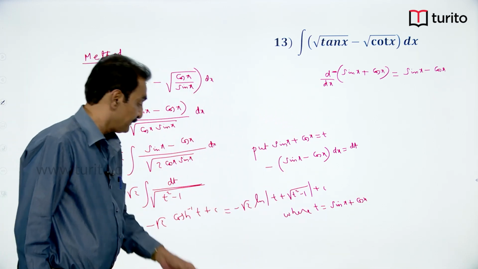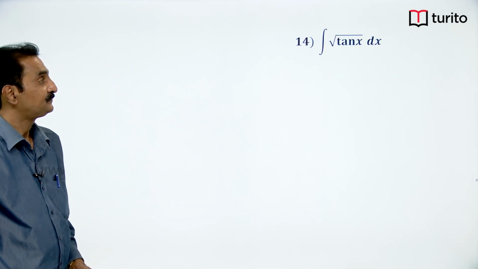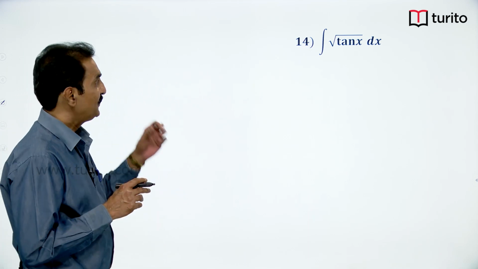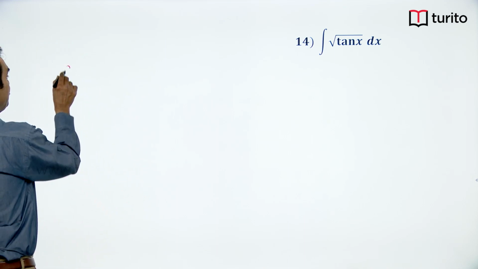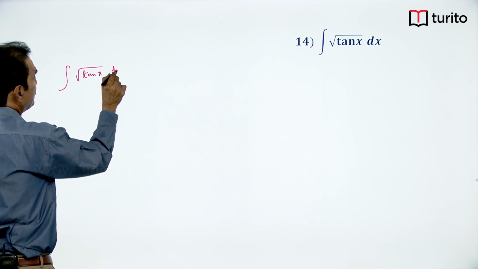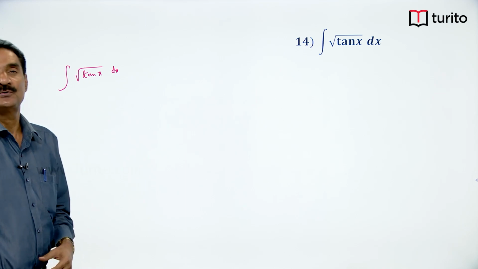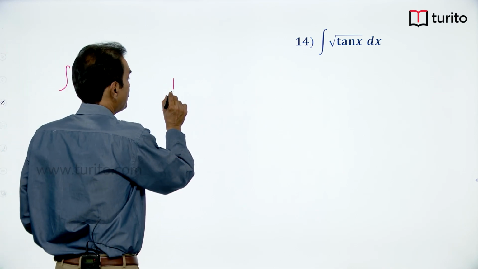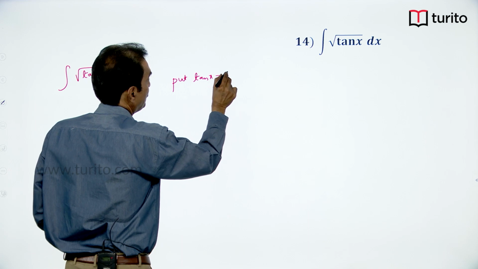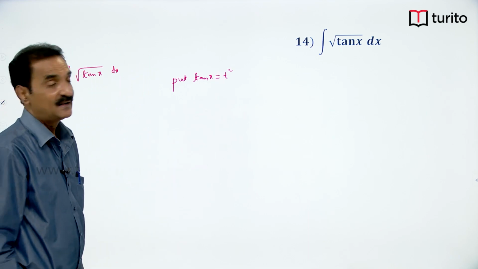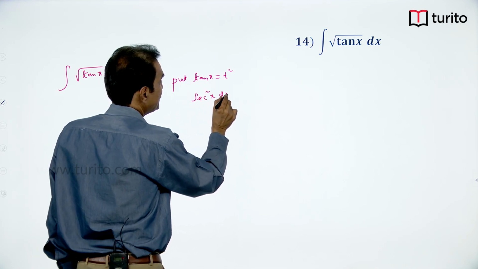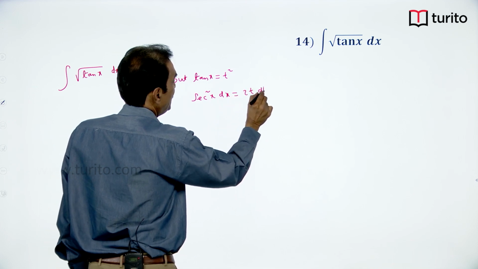Next question, integral root tan x dx. I will explain the method, you finish it. Put tan x is equal to t square. Differentiating on both sides, secant square x dx is equal to 2t dt.